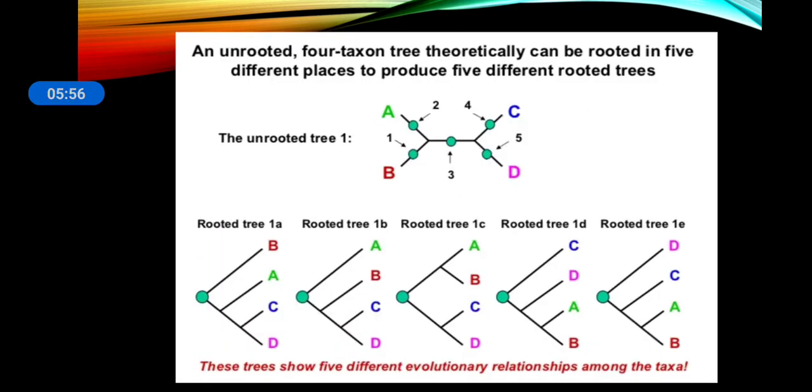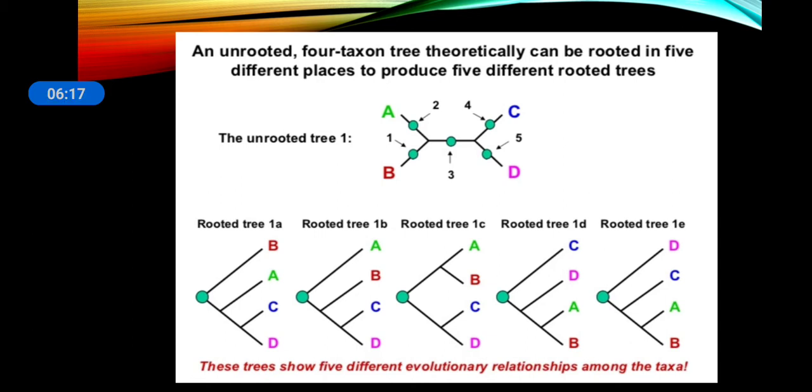So this midpoint, it can fall anywhere, right? If you take the above example, you can actually root this tree in 5 different ways. So a single unrooted tree can be rooted in 5 different places.